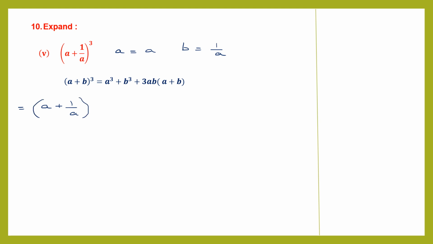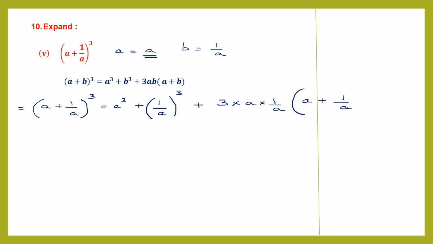And we are going to use the same formula, which is a cubed, and a is just a itself, so that will be a cubed plus b cubed, and b as we can see is 1 by a. So let's write that. So that is 1 by a the whole cube. So this whole thing is raised to the power of 3. Then we go on to the next part, 3ab. So 3 into a into b, which is 1 by a, and in brackets a plus b. A plus b is a plus 1 by a.